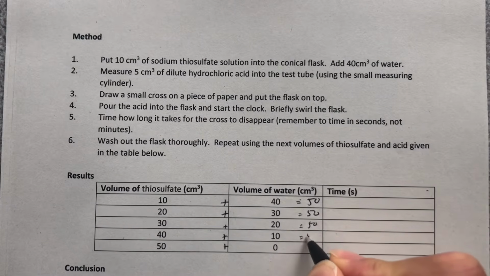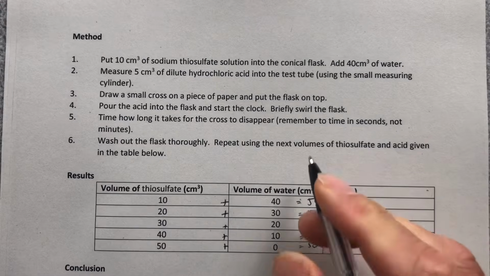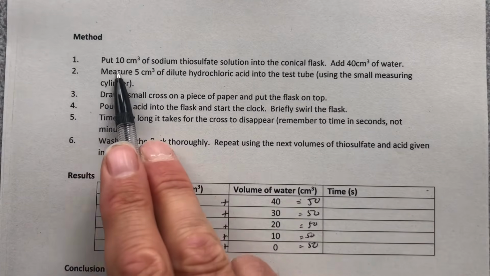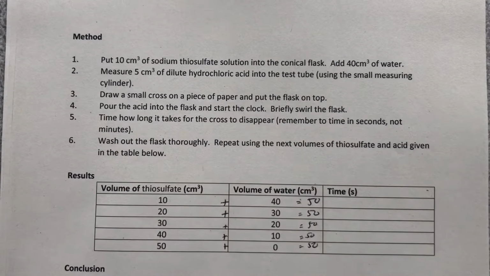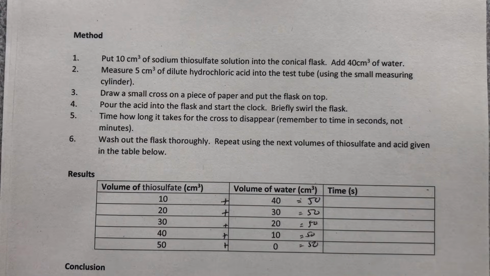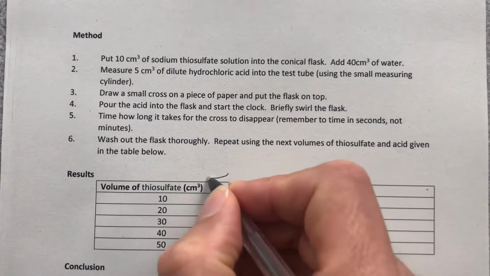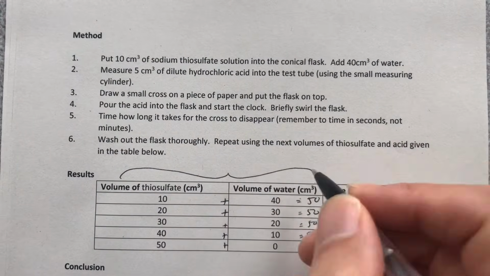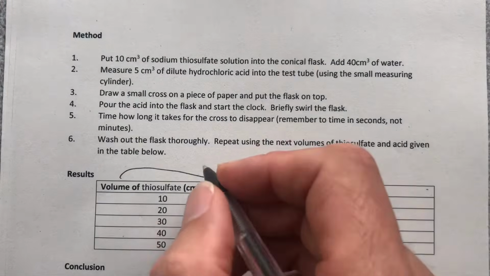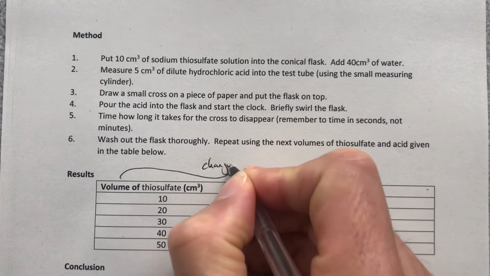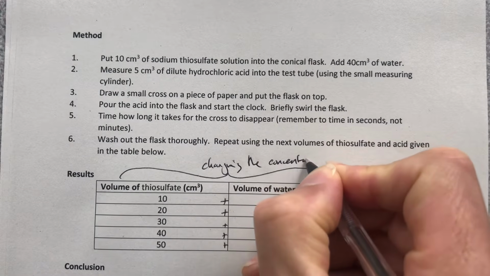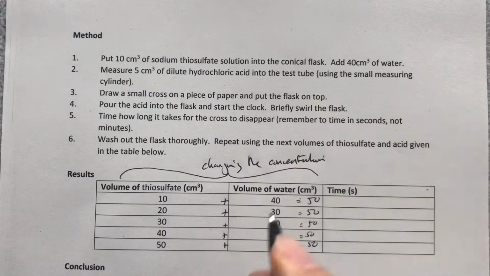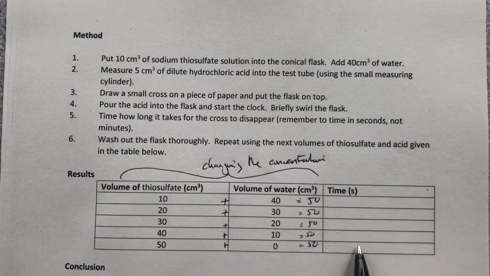Okay, we're reacting 50 centimetre cubed of sodium thiosulfate solution with, step 2, measure 5 centimetre cubed of dilute hydrochloric acid. So we are using 50 centimetre cubed of sodium thiosulfate, 5 centimetre cubed of acid, and the thing we are changing is the concentration of the thiosulfate. So by changing the volume of thiosulfate and water, we are changing the concentration, and that's really important. Okay. So let's do experiment 5, this last one here.